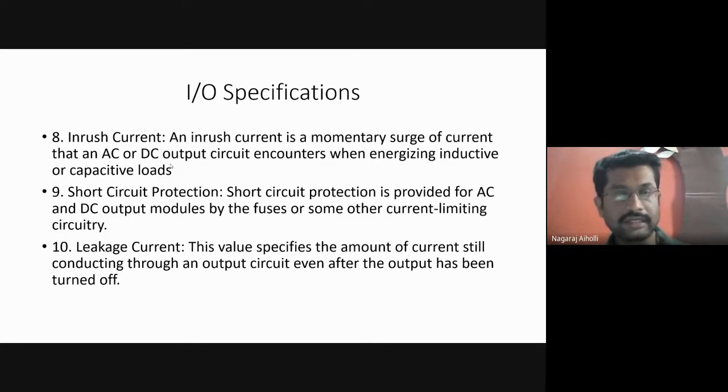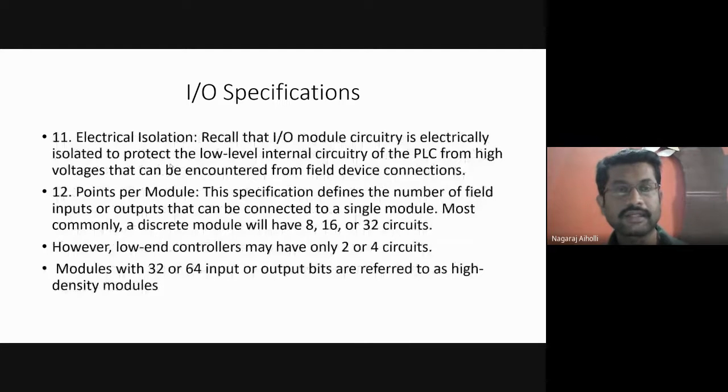Leakage current, I have given the example just now of electromagnetic noise. Electrical isolation, that is optical electrical isolation. Points per module: when we consider the discrete modules, we discuss the number of points per module. For input, we have 8 points, 16 terminals, 32 terminals. But when we consider the analog modules, we consider the number of channels; both mean one and the same.